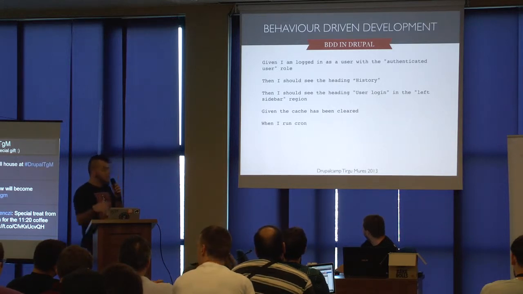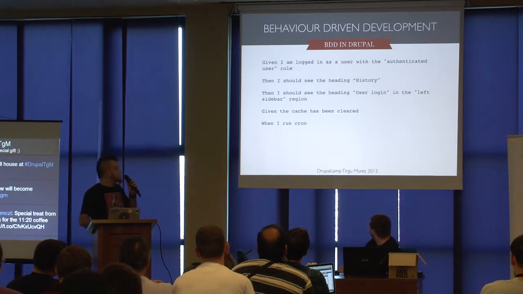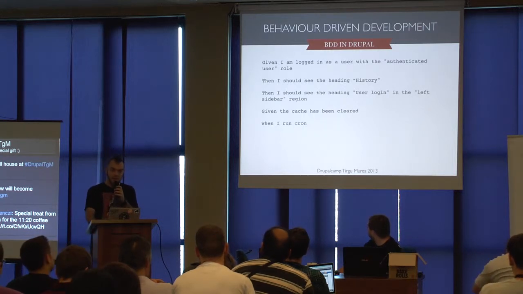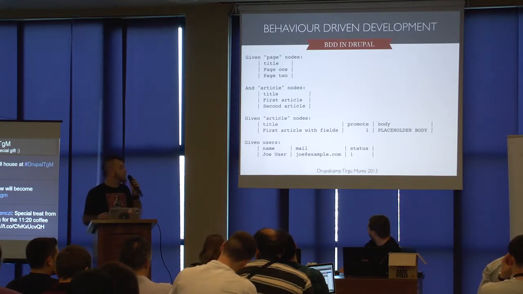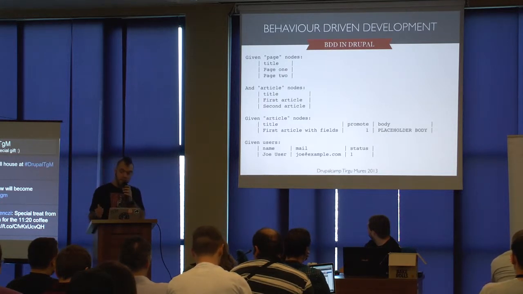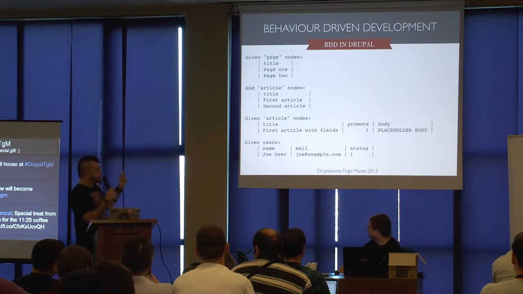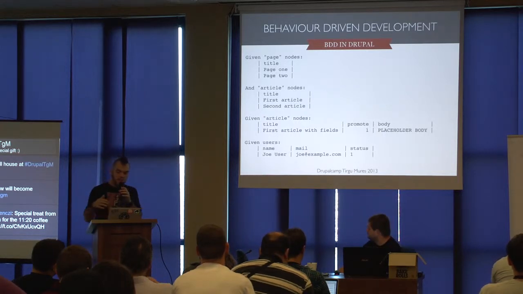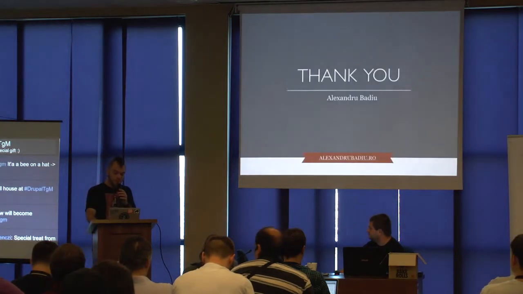It has some Drupal-specific lingo, such as heading and region. Given the cache has been cleared, or when I run cron. These are all steps that this extension offers out of the box. Or if you want to create nodes or users or tags, you can use something like this. Given page nodes with title page 1 and page 2, what this does is automatically create two nodes of type page and give them the titles page 1 and page 2. Similarly, you can create nodes with fields and all this kind of stuff. It's a really cool extension. Thank you.